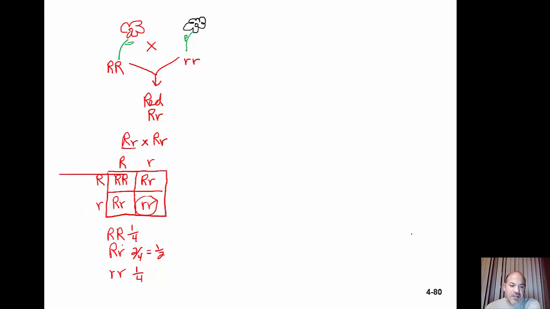Now what we've done is we've given the probabilities of getting each of the genotypes, but what are the probabilities of getting red? These 3 boxes here would give us red. So there's a 3/4 chance of getting red when we're talking about phenotype. So 3/4 red. And we would see the white reappear 1/4 of the time in that second generation.